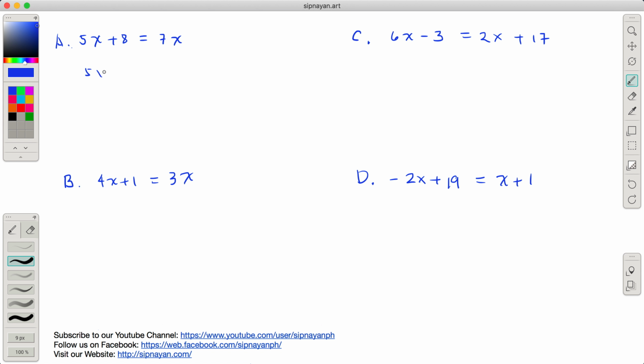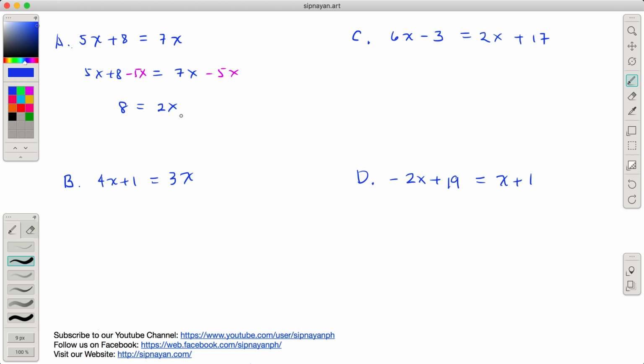So 5x plus 8, magma-minus 5x tayo dito. Diba? Equals 7x minus 5x. Mas madali yan kaysa yung 7x, magma-minus tayo ng 7x dito. Kasi magne-negative ka pa, tapos magma-minus ka pa ng 8 pareho. This is the easiest step. So 5x minus 5x is 0. 8 na lang yung natira. So 8 equals 2x.